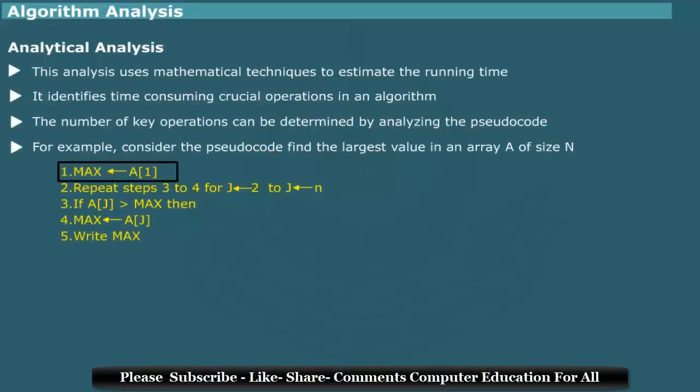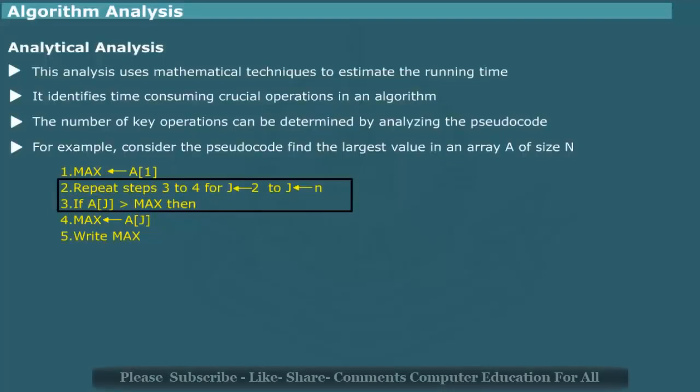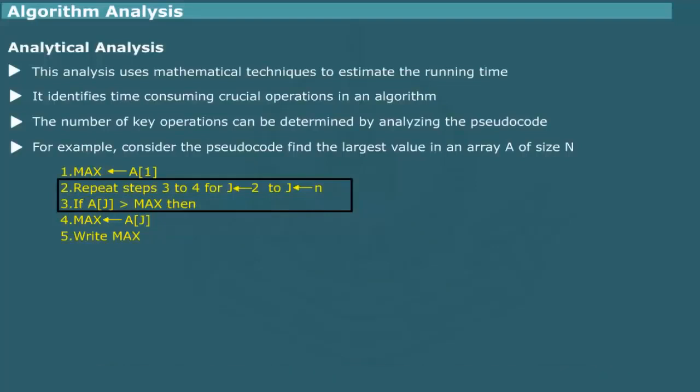Step 1 defines a temporary variable max, which is assigned the first element A[1] of the array. Step 2 and step 3 compare the other elements A[2], A[3] to A[n] with max. When an element greater than max is encountered, the value of max is replaced with the current element. Thus, at the end of the loop, max would contain the largest array element.